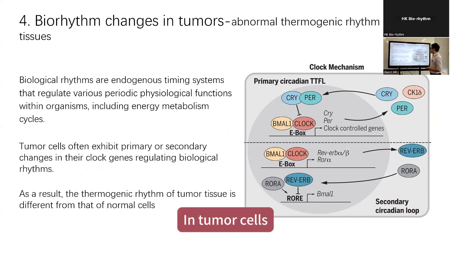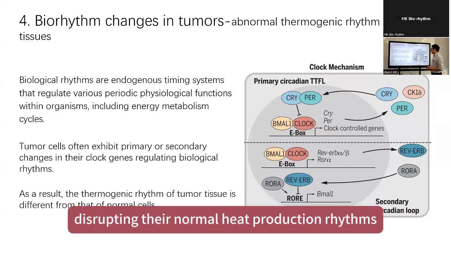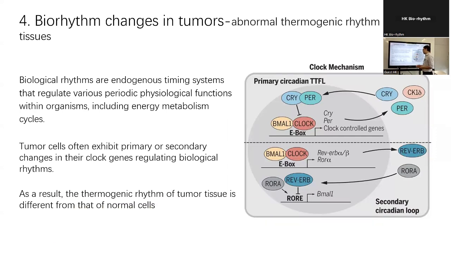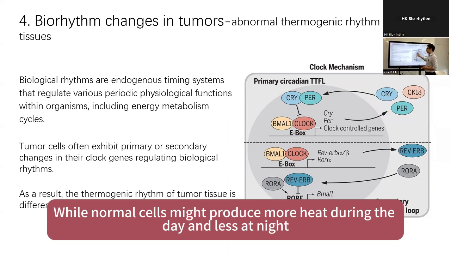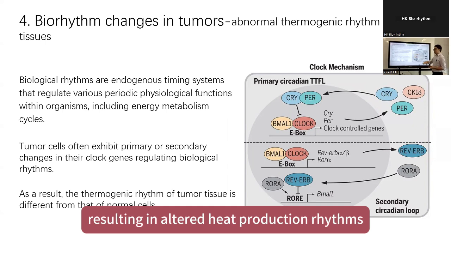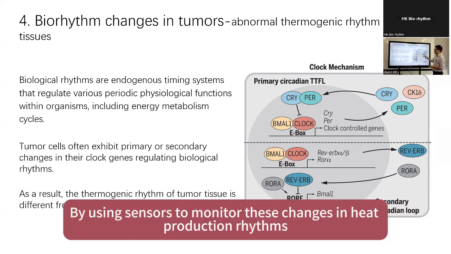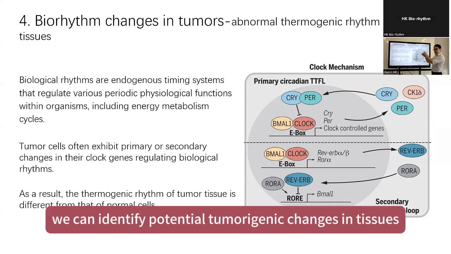In tumor cells, these clock genes undergo primary or secondary mutations, disrupting their normal heat production rhythms. While normal cells might produce more heat during the day and less at night, tumor cells might exhibit the opposite pattern, resulting in altered heat production rhythms. By using sensors to monitor these changes in heat production rhythms, we can identify potential tumorigenic changes in tissues.